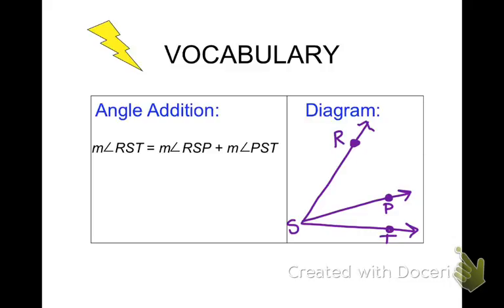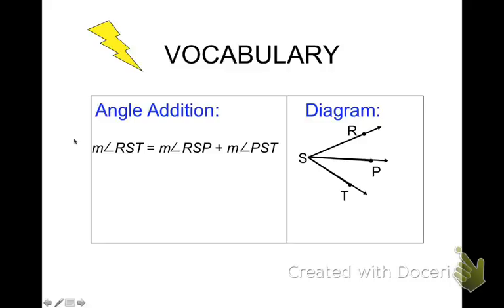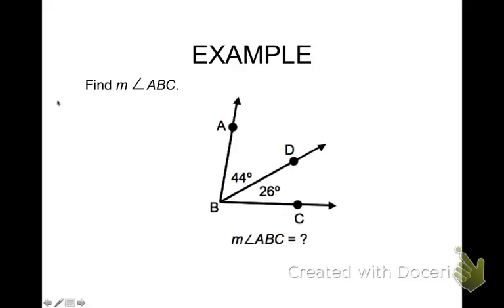All right, so angle addition, just like segment addition, the algebra is going to stay the same. The only thing that's changing is the diagram is now angles instead of line segments. So you already know how to do this because you did it in section 1.2. All right, so we need to find the measure of angle ABC.